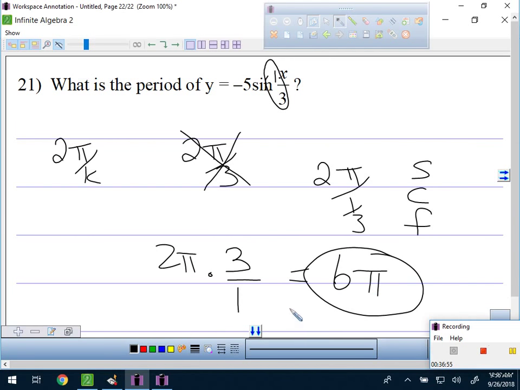The reason why I've always put this question on the midterm is because if you take what's called the CLEP exam, this was actually one of the problems on the CLEP exam.